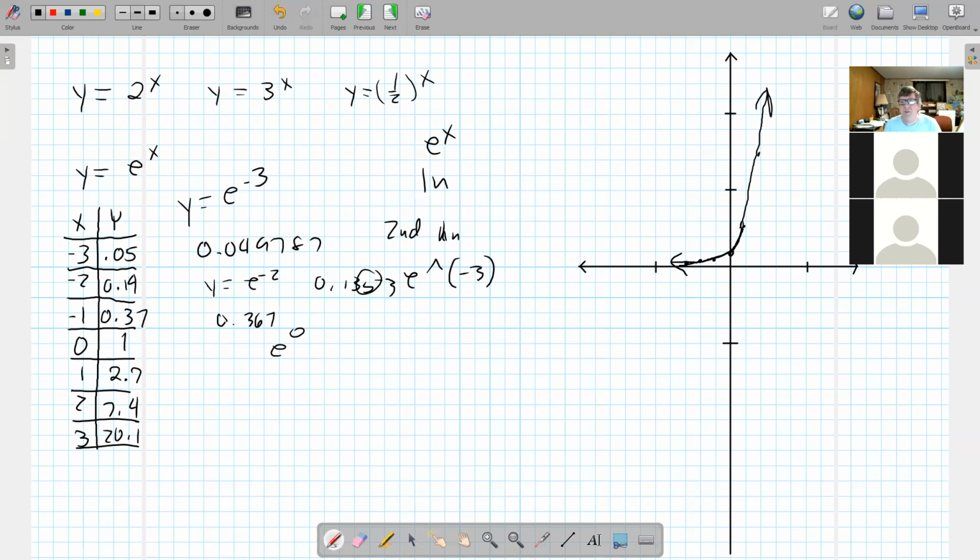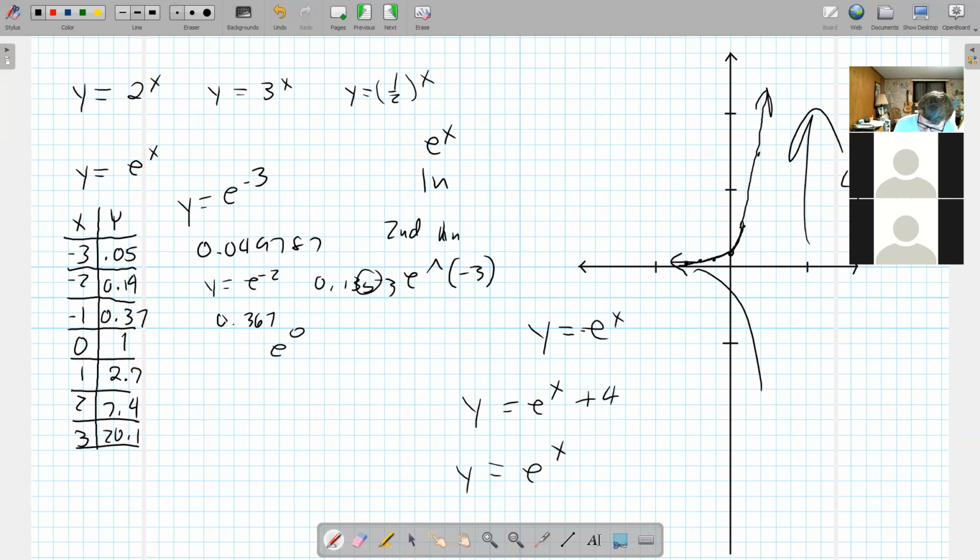My point in all of this: e is a number. It's slightly less than 3. Treat it like a number, not like a variable. When do we use it? We use it with exponential growth and decay problems. All the shifts and flips and everything that applied before are the same. If I graphed y equals negative e to the x, that would flip this thing over. Y equals e to the x plus 4 would move it up 4 units. Y equals e to the x plus 4, where the plus 4 is part of the exponent, would move it to the left 4 units.